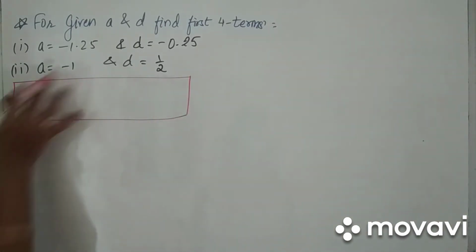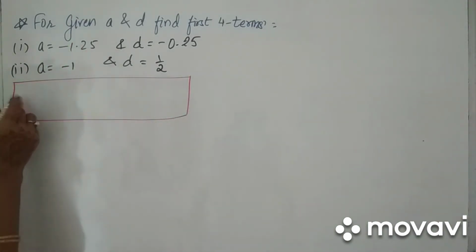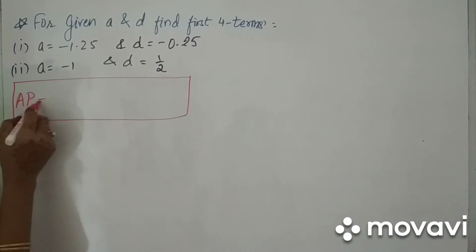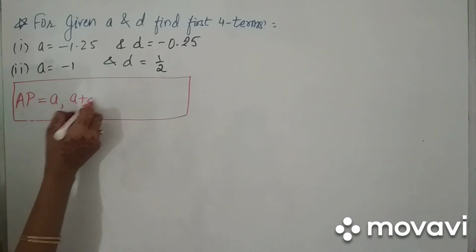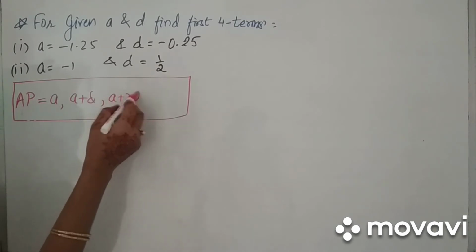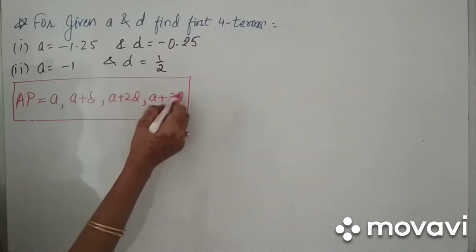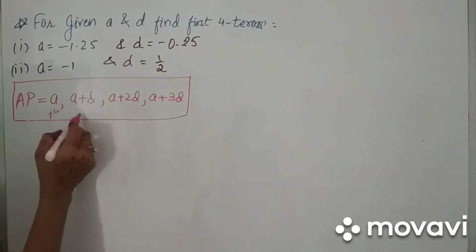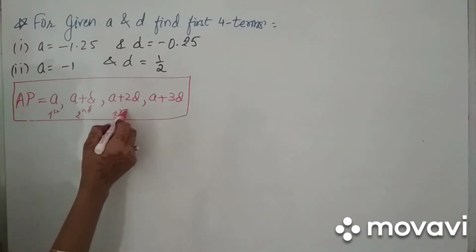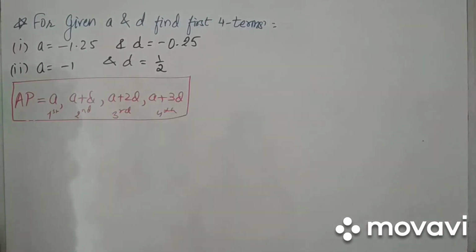How can you construct an AP for any AP? First term is a, then a plus d, a plus 2d, a plus 3d and likewise. This is my first term, second term, third term, fourth term. Likewise it will go. So putting in this format, we will get the first, second, third and fourth term of AP. So we will start doing it now.